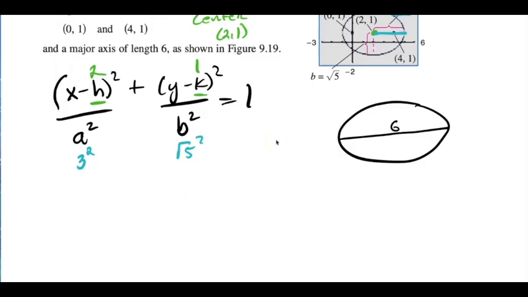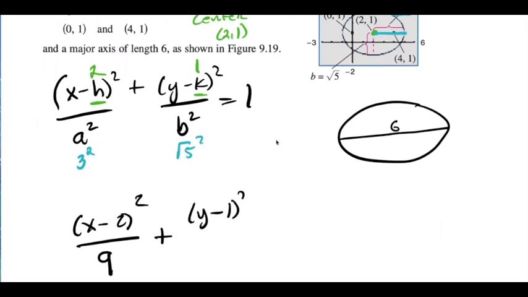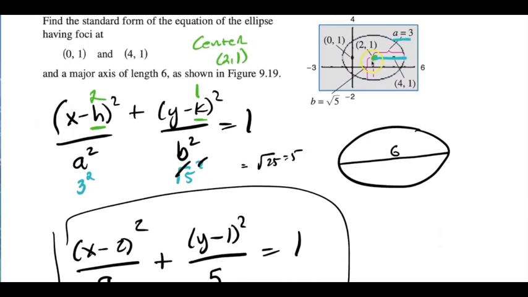Simplify this. We're going to get (x minus 2) squared over 3 squared, which is 9, plus (y minus 1) squared over radical 5 squared. Those two cancel out, and we get 5. Or if you want to think about it, you get the square root of 25, which is also just 5, equals 1. And there we go. That's the standard equation of this ellipse right here.